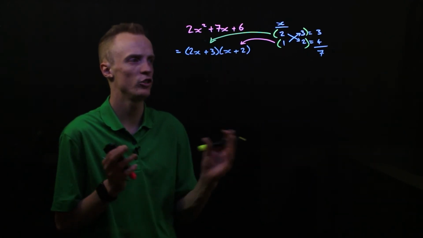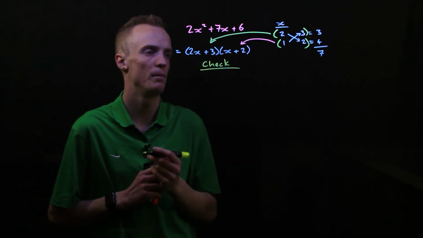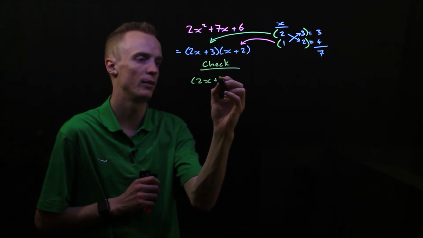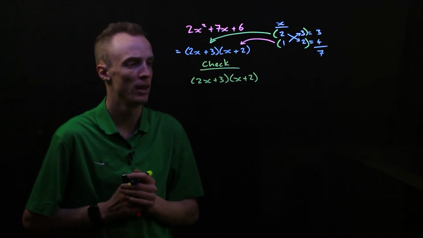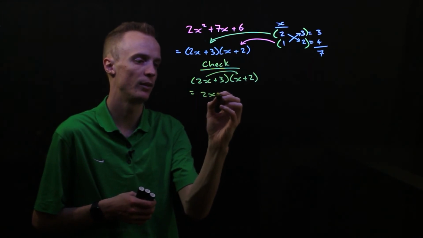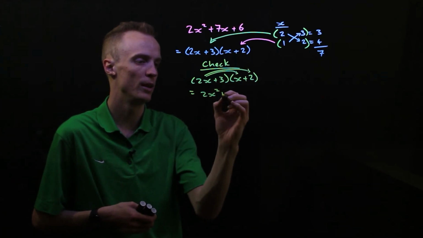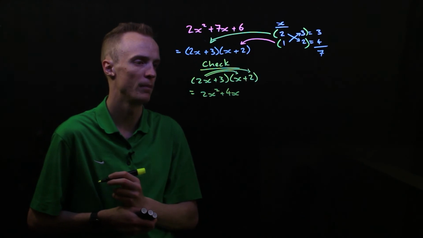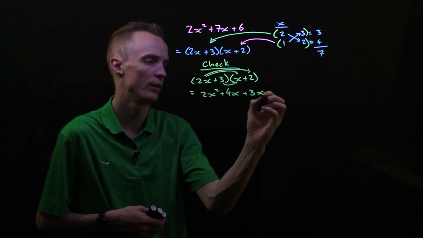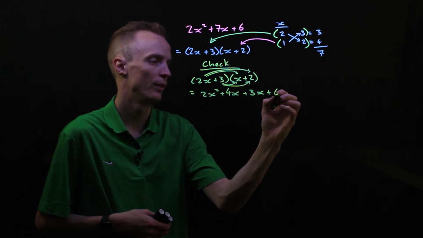Now from here I can always check to see whether this will work. So let's check this now by multiplying out our brackets. So let's just rewrite this, the 2x plus 3, the x plus 2. Now when I multiply the first together it'll be 2x times x, which will be 2x squared. My outers will be 2x times 2, which will be plus 4x. My inners will be 3 times x, which will be plus 3x. And then my last will be 3 times 2, which will be plus 6.